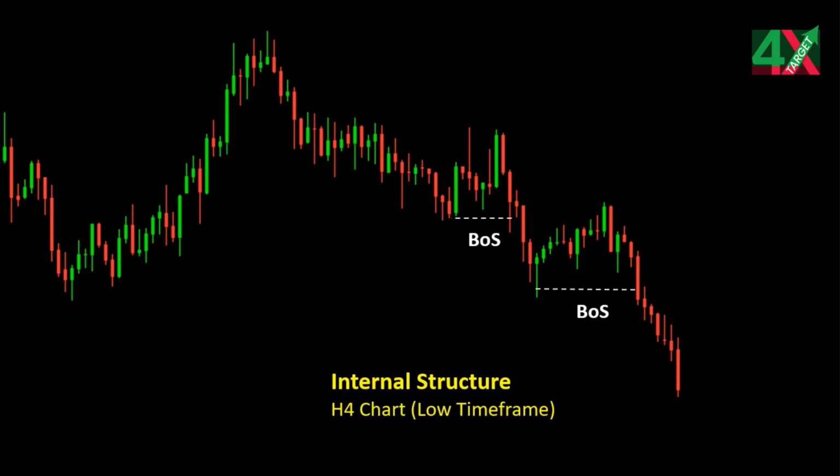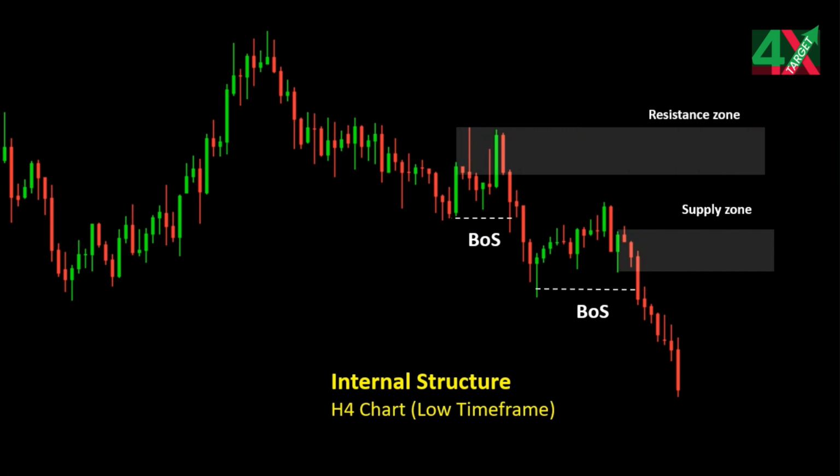Now that we have structural alignment, what's the next step? We mark key levels on the chart, particularly areas of supply and resistance zones, which could serve as potential reversal points. If price pulls back to these zones, we watch closely for confirmation signals, such as bearish candlestick patterns or bearish continuation patterns. Upon confirmation, we confidently enter a sell trade, as the probability is high that price will continue to move downward.